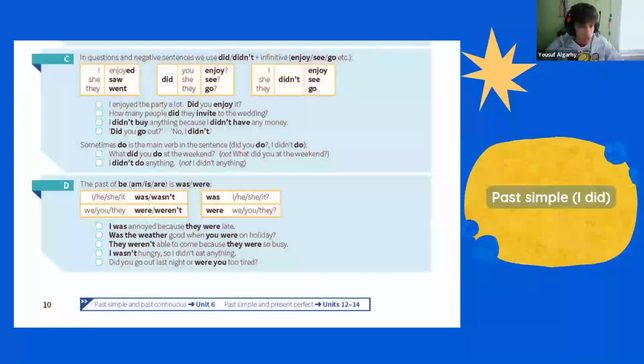Okay. So I was annoyed because they were late. Was the weather good when you were on holiday? They weren't able to come because they were so busy. I wasn't hungry, so I didn't eat anything. Did you go out last night or were you too tired?